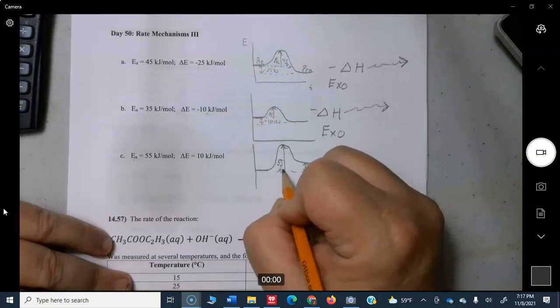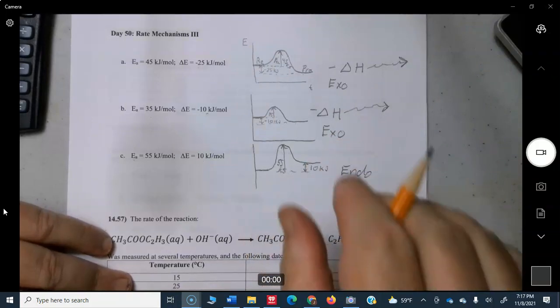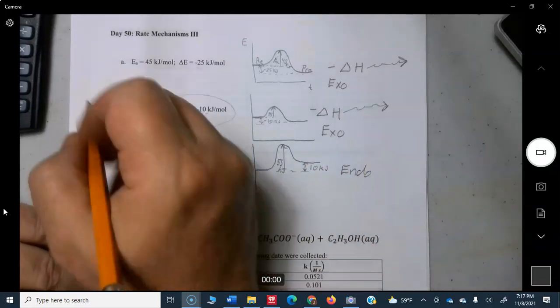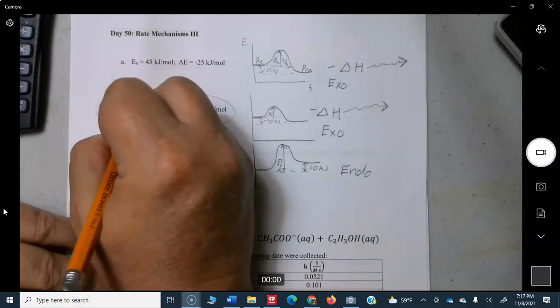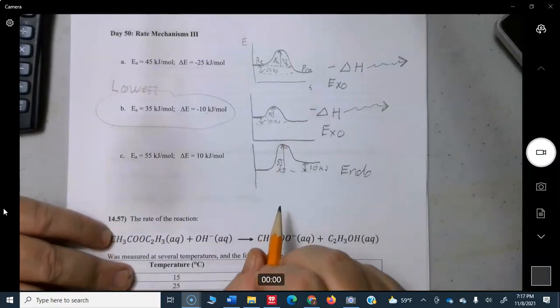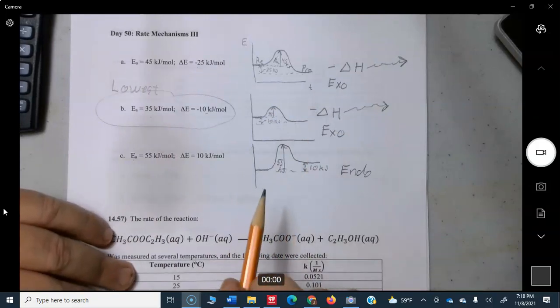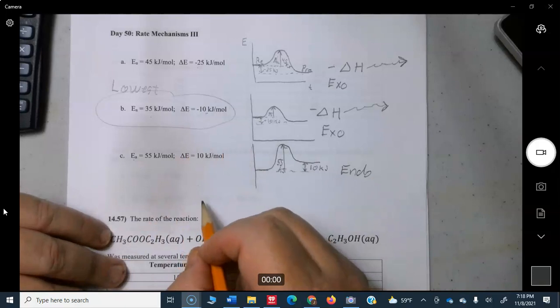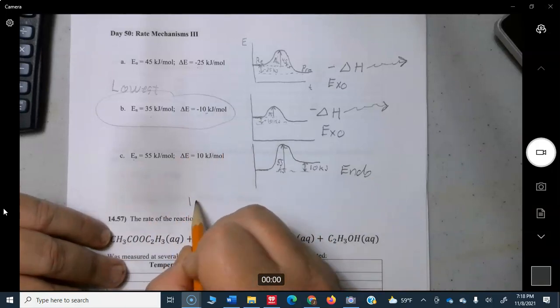So when you want to know which one is the fastest, it's going to be the one with the lowest activation energy. So this one is going to be the fastest. Where it ends up at the end has nothing to do with how fast the reaction is going to go. Or whether it's endothermic or exothermic has nothing to do with how fast. Remember what K depends on. It depends on temperature.